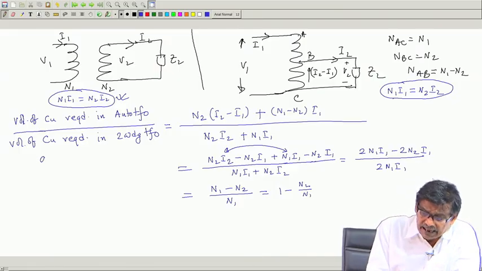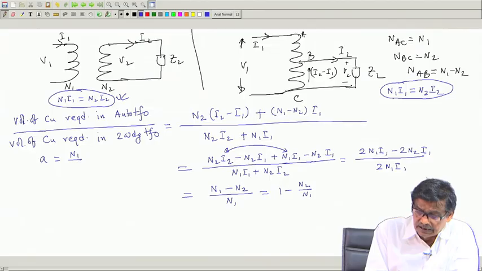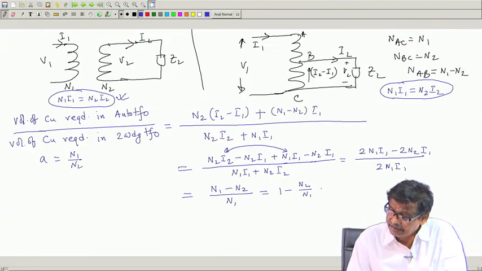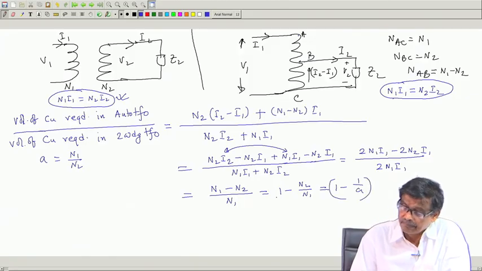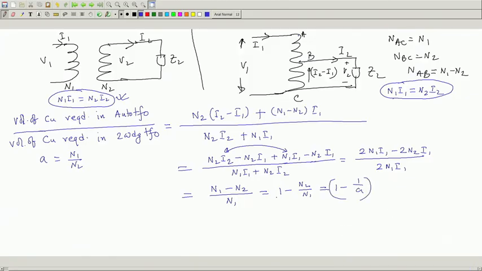And we were writing A is equal to N1 by N2. If that is the case, then I will write it as 1 minus 1 by A. So, copper required in an autotransformer will be this times the copper required in a two winding transformer. If this fraction is less than 1, then there will be savings of copper. And mind you, I am considering the step down case.